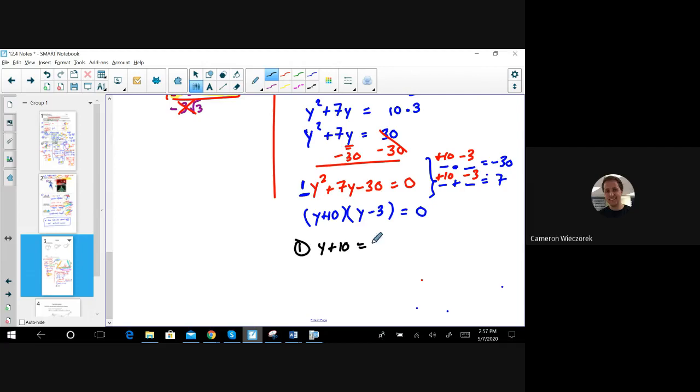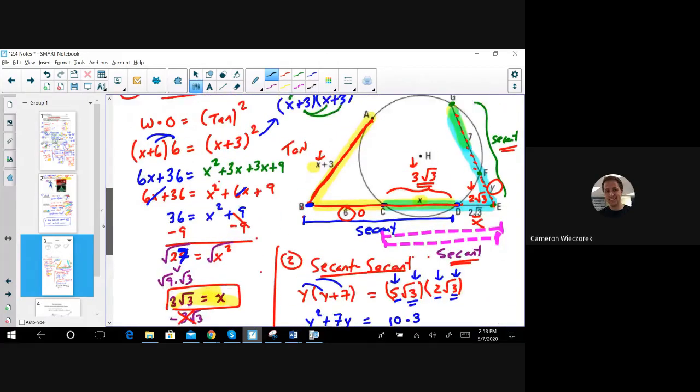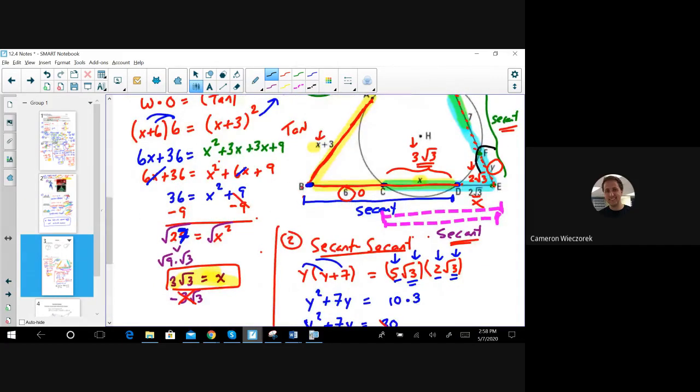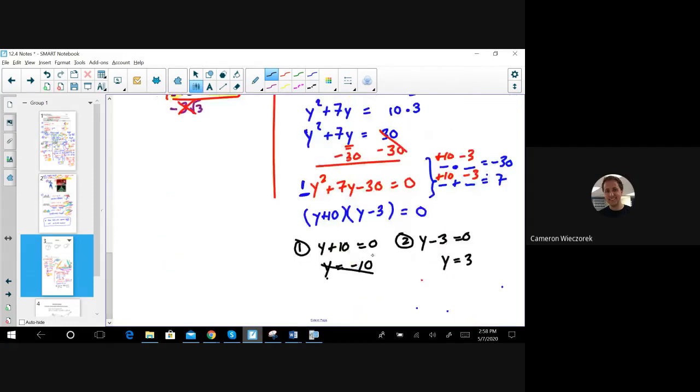Now I use my zero product property to set up my two equations. Either y plus 10 needs to equal 0, or y minus 3 needs to equal 0. So this one would give me negative 10, and this one would give me 3. Sometimes you can keep both answers, but you need to check. This is a geometry problem. You're looking at length. Can this length from E to F right here, I'm circling in black, can that be negative? No. Length can be 0 or positive. It can't be negative. So I cross off the negative 10 and get y equals 3. So that'll do it for the power theorems.